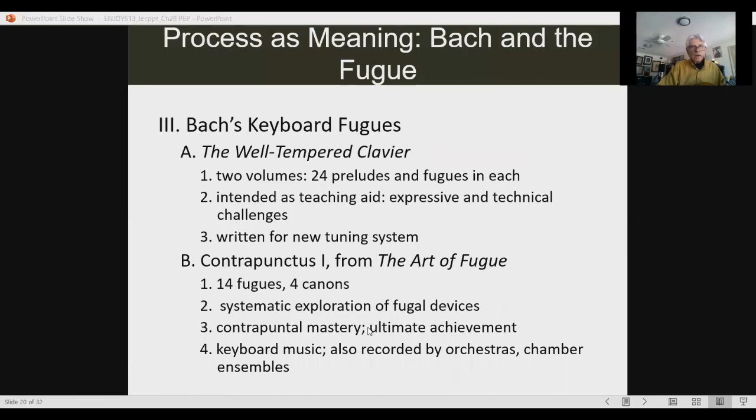So, Bach, being expert at fugues, he wrote two music books called The Well-Tempered Clavier. Clavier is a keyboard instrument. Well, it's a type of harpsichord, actually.